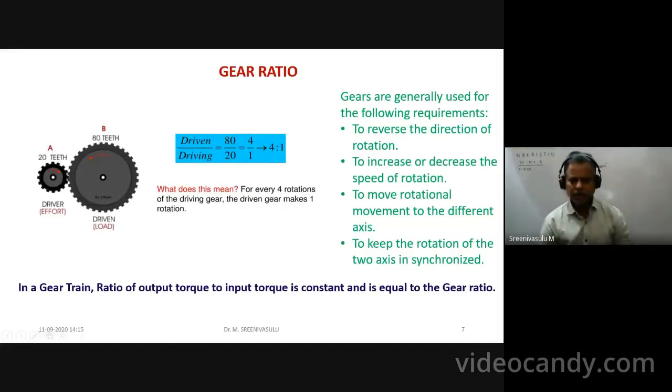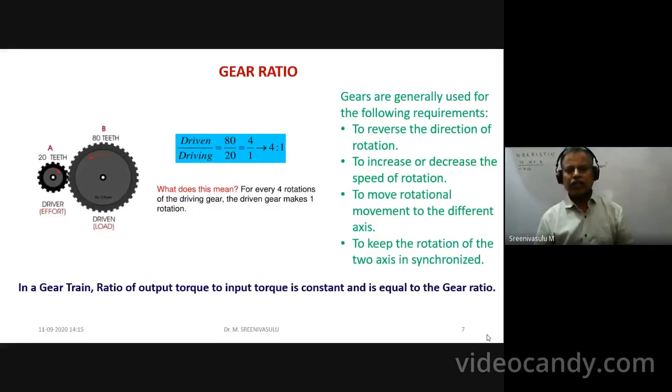Then the next one is to move rotational movement to different axes. Wheel A has one axis, and wheel B has some other axis. The driver axis was A. From there, the movement is transmitted to the driven wheel B, which is on some other axis. So this is how you transfer rotational movement from axis A to axis B. This is another requirement that can be satisfied.